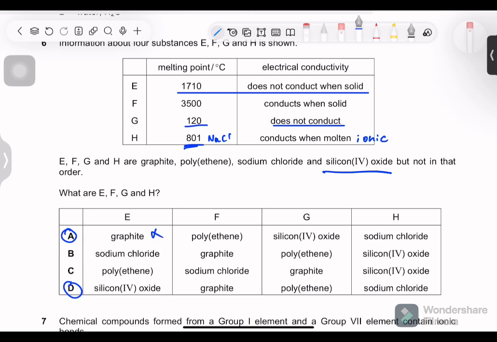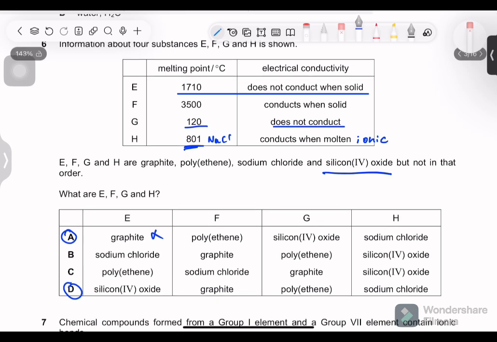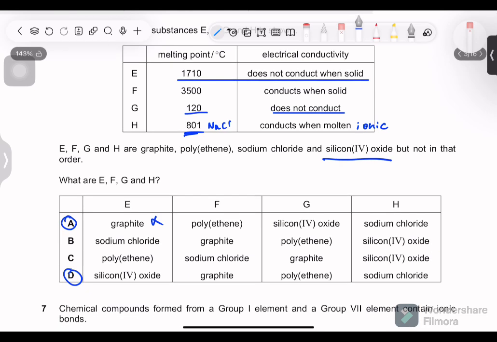A is thus incorrect. E or B or C is not correct because H is this and E is sodium chloride. So sodium chloride cannot have a higher melting point than silicon oxide or graphite because they're giant.